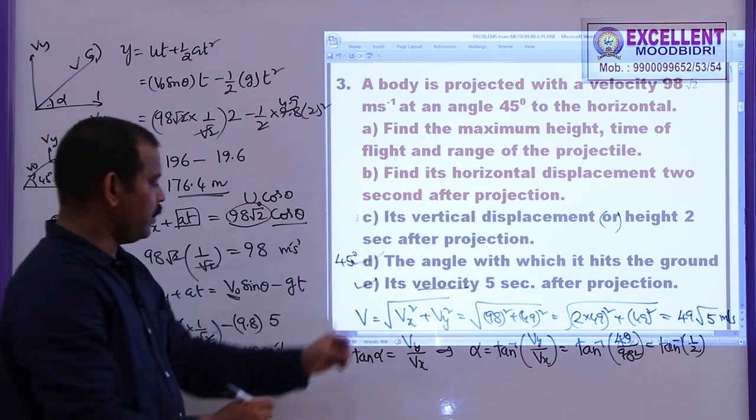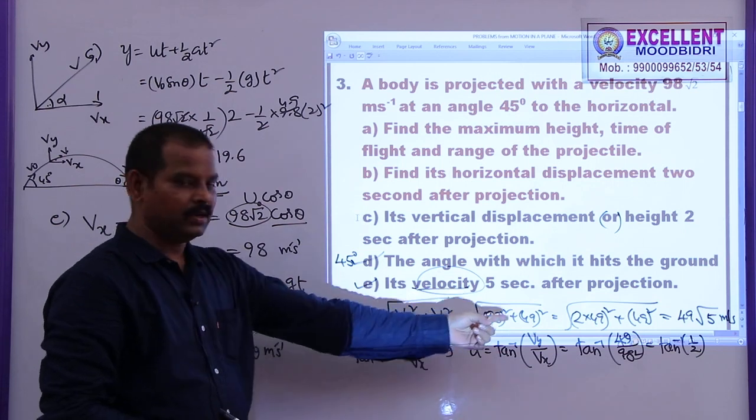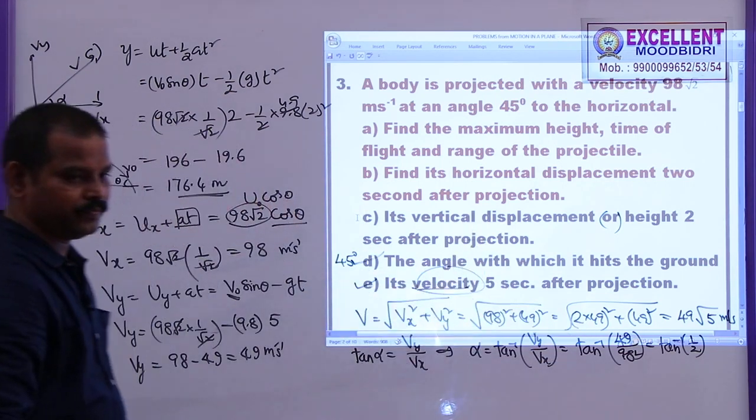So whenever a vector is asked, we need to find out both the magnitude as well as direction. Magnitude is 49 root 5. Direction is tan inverse 1 by 2.